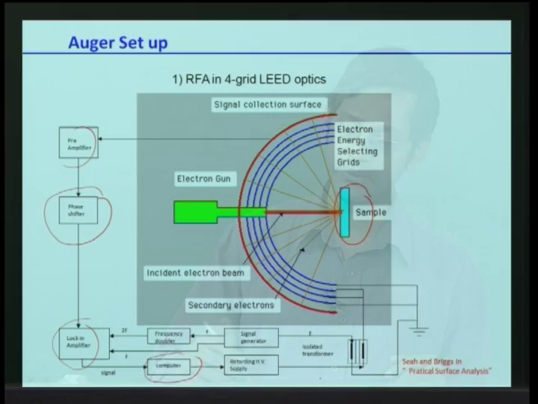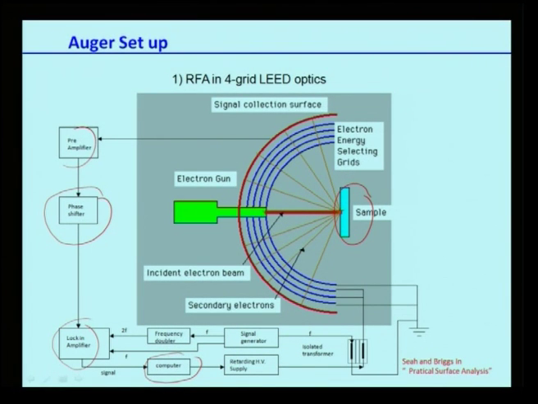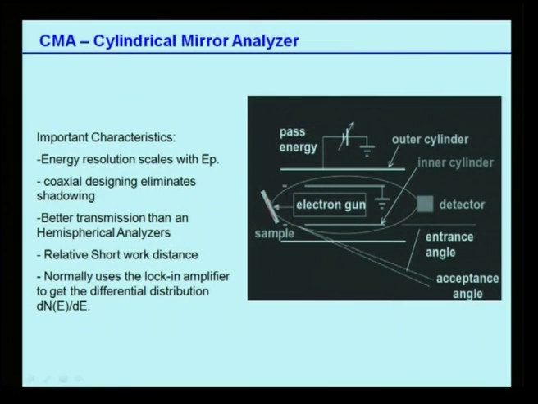And this is the geometry. It is a kind of hemispherical geometry, used to detect all the Auger electrons present. Remember, we cannot fully throw out the secondary electrons, and they always remain in Auger spectroscopy. This cylindrical mirror analyzer is basically the same thing. This is the electron gun, so the beam falls on the sample. You apply a pass energy, and then you can remove the secondary electrons. The energy resolution scales up with the pass energy, and you have a coaxial design. Coaxial means you can eliminate the shadowing effect and have better transmission over a relatively short distance. Normally the lock-in gives the differential distribution, dN(E)/dE, and that is what I plot: dN(E)/dE versus E is plotted in Auger. This is why you need to use lock-in amplifiers.